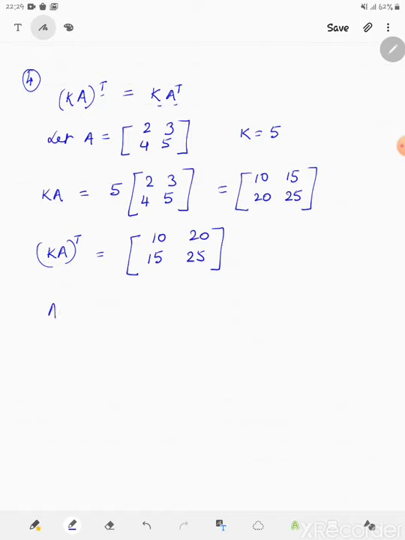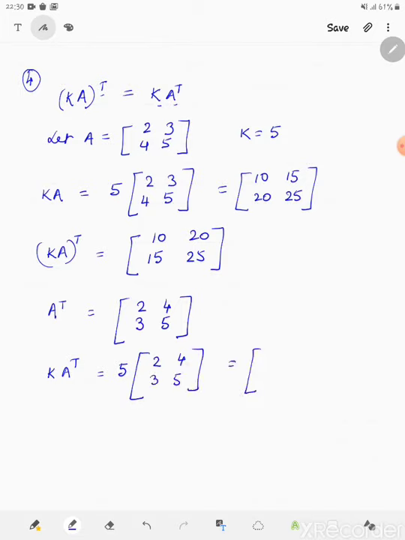अब हम निकालते हैं A transpose. What is A transpose? A transpose will be 2, 3, 4, 5 written in this manner. Fine. Then we multiply A transpose with k. So we are multiplying 5 and the transpose of matrix A. What do we get here? 10, 20, 15 and 25. Aren't these both similar? Yes, they are the same. They are equal. So we can say that kA whole transpose will be equal to k into transpose of A.